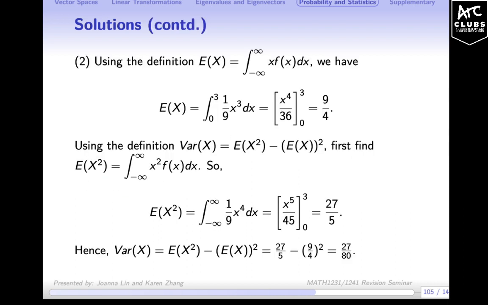Question 2 was to find the expected value and also the variance. First we want to find the expected value, again using your formula: the integral between negative infinity and infinity of x f(x). Integrating this, you have 9/4. For your variance, again use the easier formula to compute, which you can find below. The expected value of x squared would be the integral of x squared f(x), and working that out, you get 27/5.